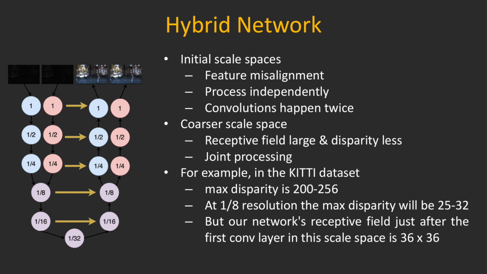However, as the scale spaces become finer and finer, the network receptive field increases but the view disparity decreases, and we thus process the left and the right views jointly to save time and memory. For example, in the KITTI dataset, the maximum view disparity is 256 and so at 1 by 8th resolution it reduces to 32. But our network's receptive field right after the first convolution at this scale space is at least 36 cross 36.